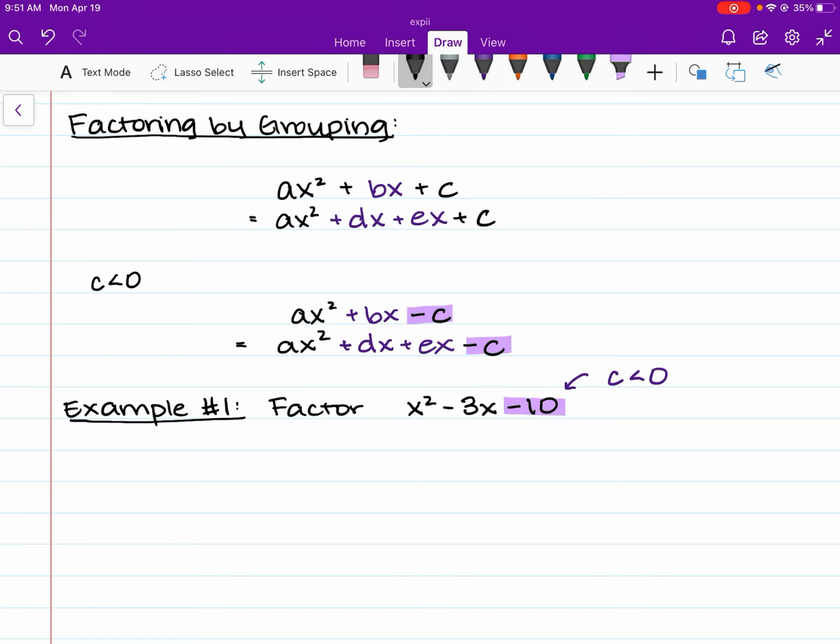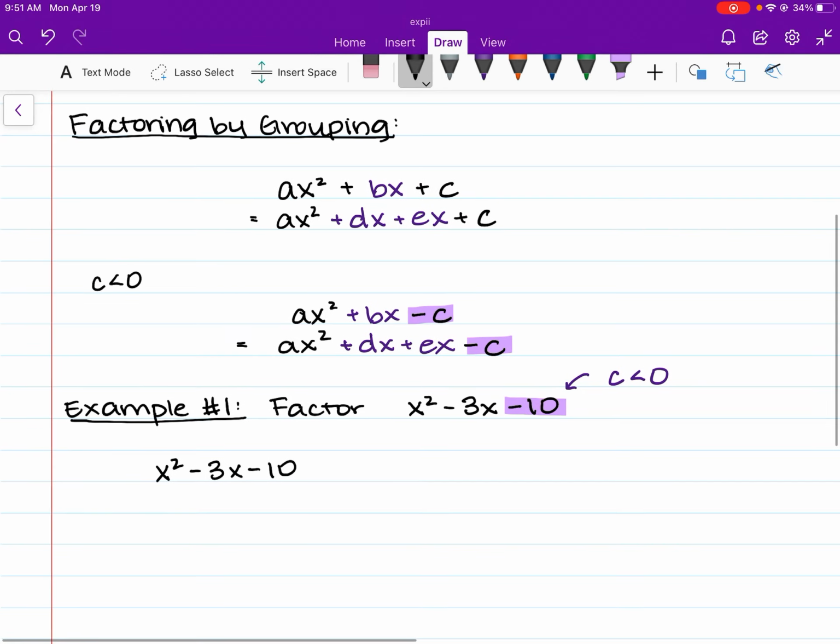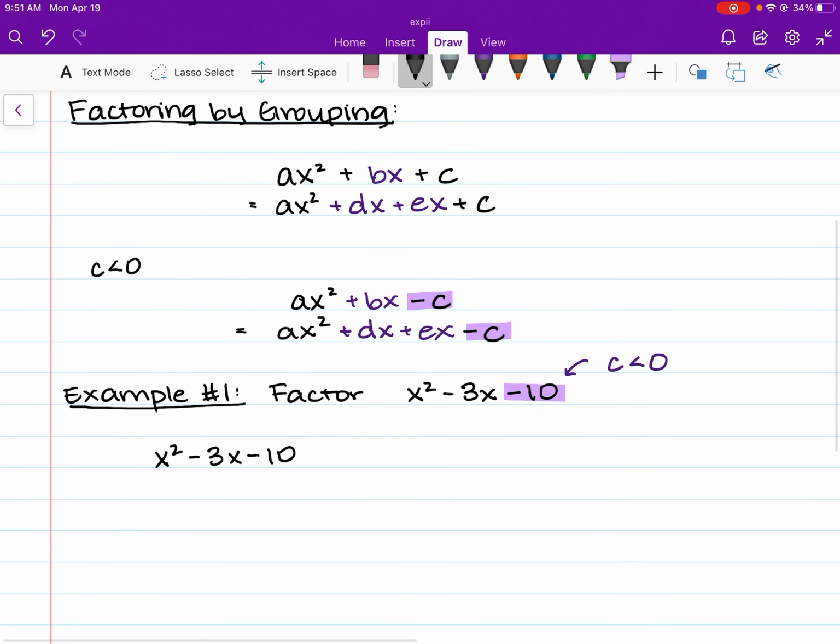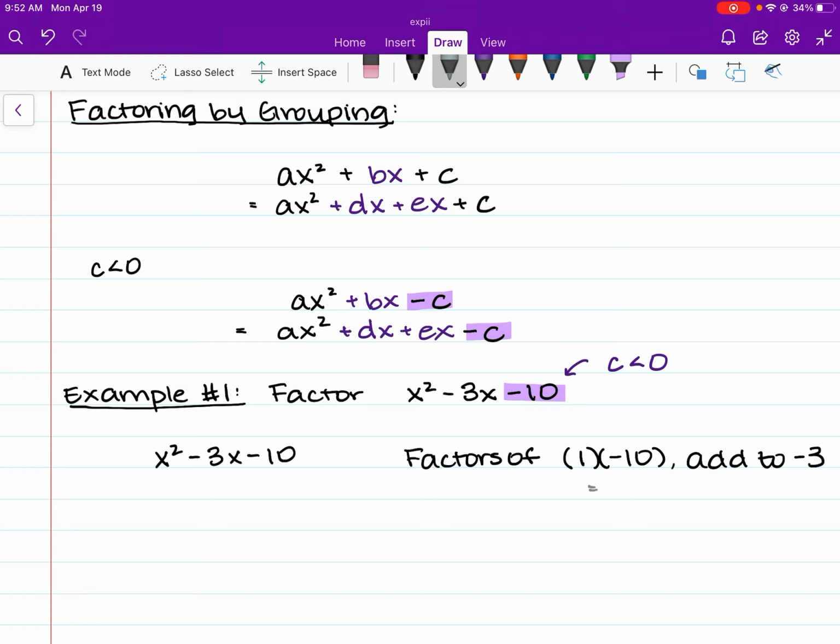So I'm going to rewrite this equation here. X squared minus 3x minus 10. We're going to continue as normal. So we're looking for factors of a times c, so that's 1 times negative 10, that add to negative 3. So let's list out the factors of negative 10.